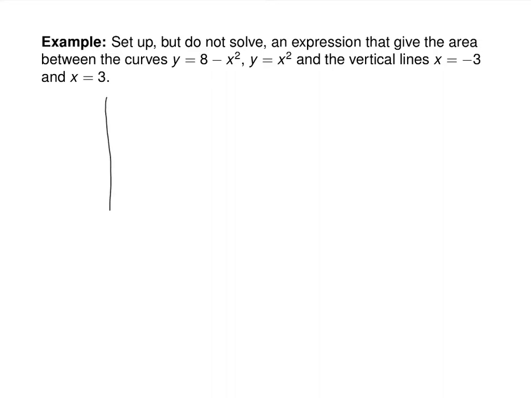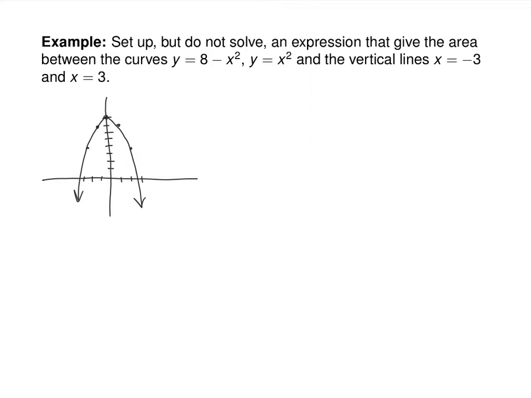So graph these curves. So 8 minus x squared is a parabola that's up 8. So 1, 2, 3, 4, 5, 6, 7, 8. 1, 2, 3. When you input 1, we get 7. When you input 2, we get 4. Okay, so approximately like this.